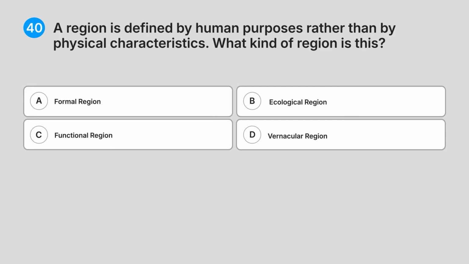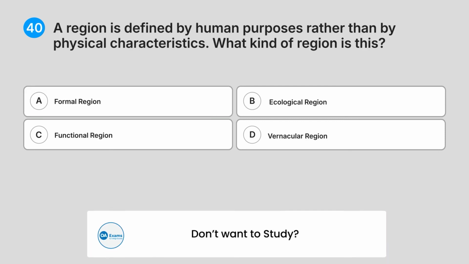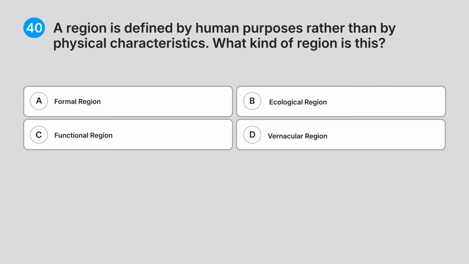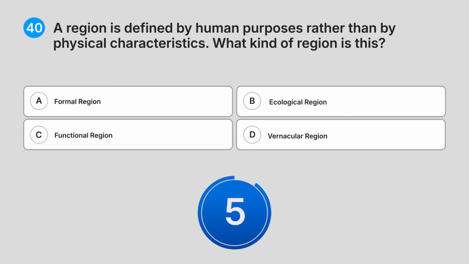40. A region is defined by human purposes rather than by physical characteristics. What kind of region is this? A. Formal region. B. Ecological region. C. Functional region. D. Vernacular region. What do you think is the answer?